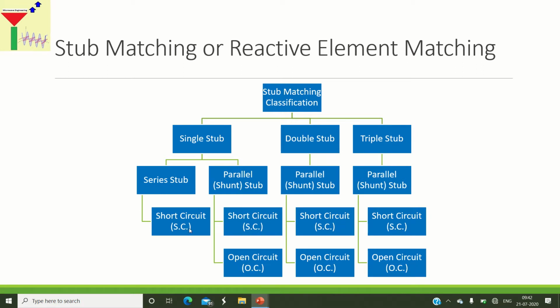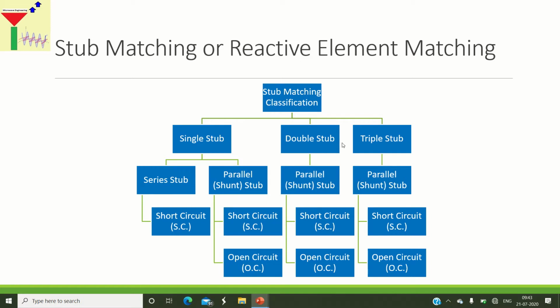Okay. So more about what we mean by short circuit or open circuit configuration of a stub, and what we mean by series and parallel stub, will become clear to you in our subsequent slides. Okay. So for the time being, remember that the stubs are divided into three categories. You can make use of a single stub, you can make use of a double stub, or you can make use of a triple stub.